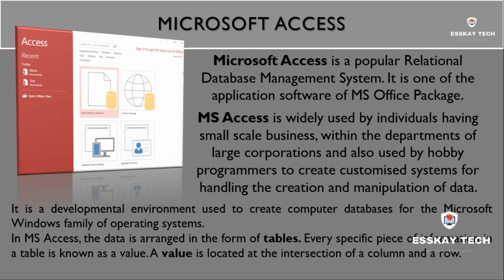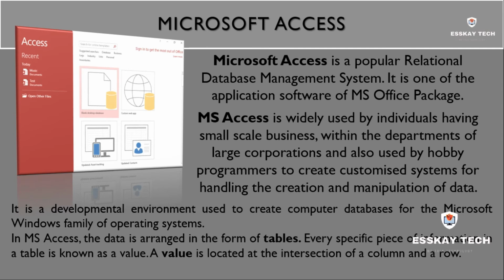I'm repeating, in MS Access the data is arranged in the form of tables, and every specific piece of information stored in the table is called a value. A value is the data stored in the table inside a cell, and that cell is created in the table by the intersection of a column and a row. Let's have a quick look at the screen of Microsoft Access. How does it look? The window of Microsoft Access looks like this.